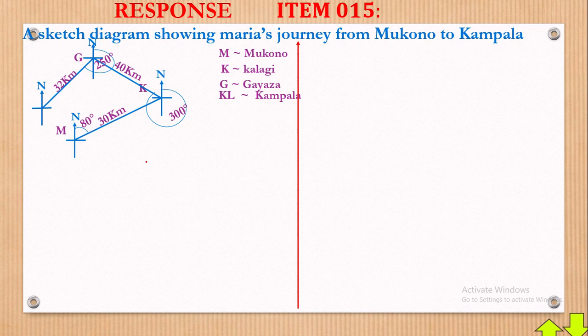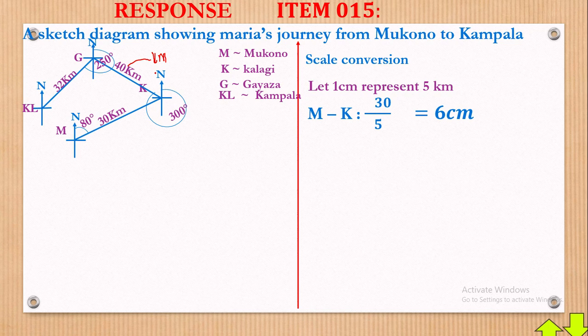Then we must know how to convert here. Please, it is a 2-in-1. Our last step is going to be a scatter graph. We must know how to convert this into centimeters, by the way. So we say scale conversion. Let 1 centimeter represent 5 kilometers.